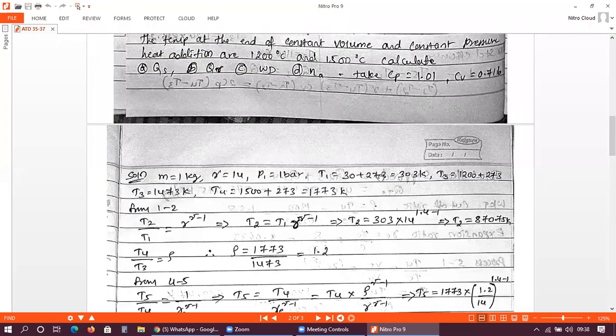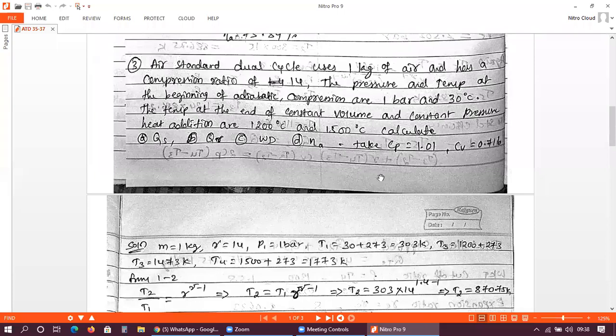Okay, if you are having any doubt in this problem, you can ask me in this problem number 3.